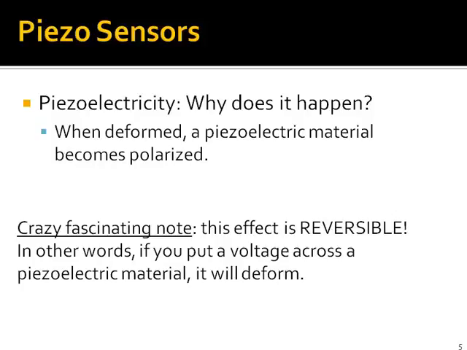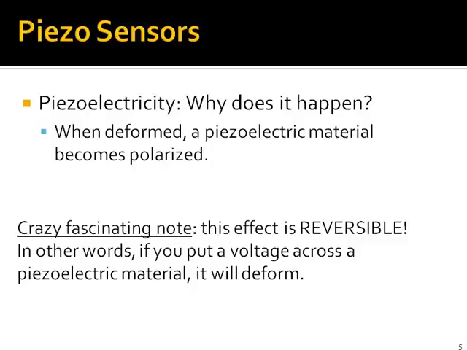So, in other words, when deformed, a piezoelectric material becomes polarized. It has an imbalance in the location of its charges. Now, note that this effect is actually reversible. In other words, if you put a voltage across a piezoelectric material, it will deform. Just as if you deform a piezoelectric material, the voltage will change. Because of this property, piezoelectric materials can be used either as sensors or as actuators.